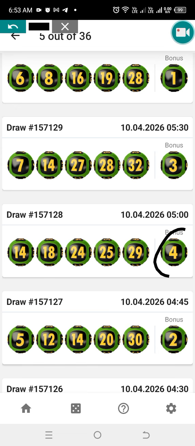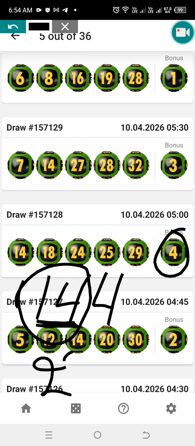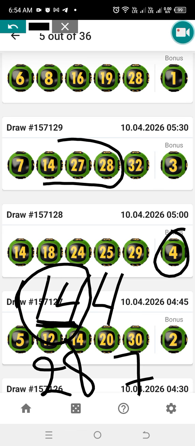4 times 36 is equal to 144. You will use the first 2 numbers as your banker. Then you will take this number. The first 2 numbers are 14. The multiplication of 14 is 28. The division is 7. That's the reason you see this number here, right?